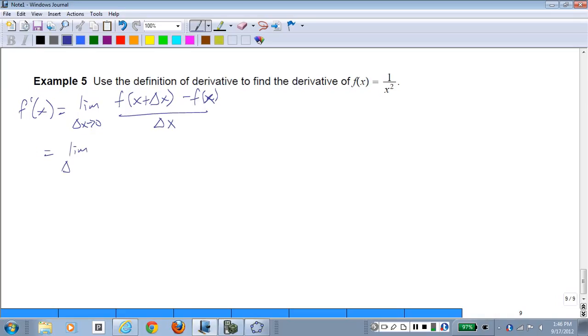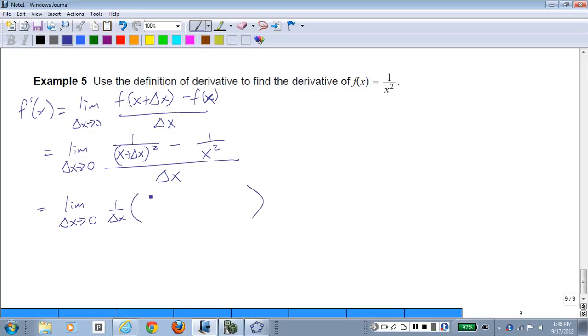This is the limit as delta x approaches 0 of, well, take the x plus delta x and substitute it for x in the denominator, squared, and then minus x squared there, and that's all over delta x. Again, pretty quickly I want to deal with a complex fraction. Dividing by delta x can be rewritten as multiplying by 1 over delta x. So this equals the limit as delta x approaches 0 of 1 over delta x times, I'll copy and paste, 1 over x plus delta x quantity squared minus 1 over x squared.